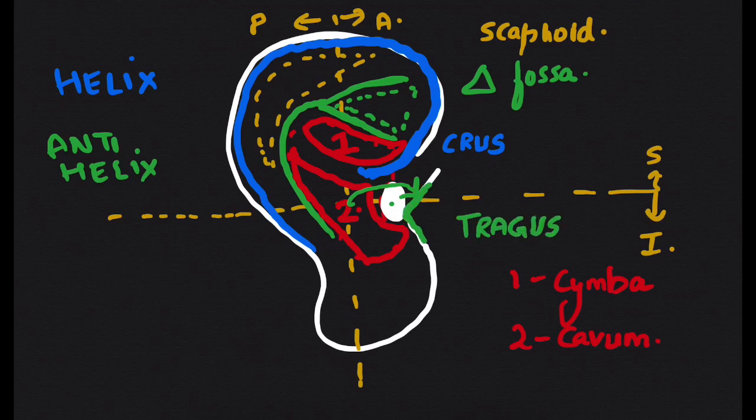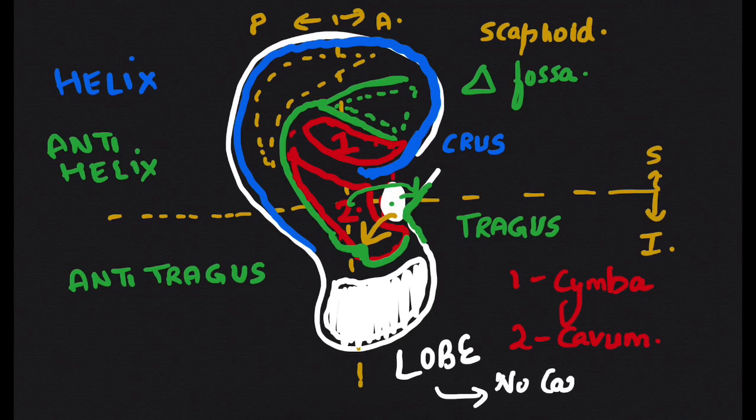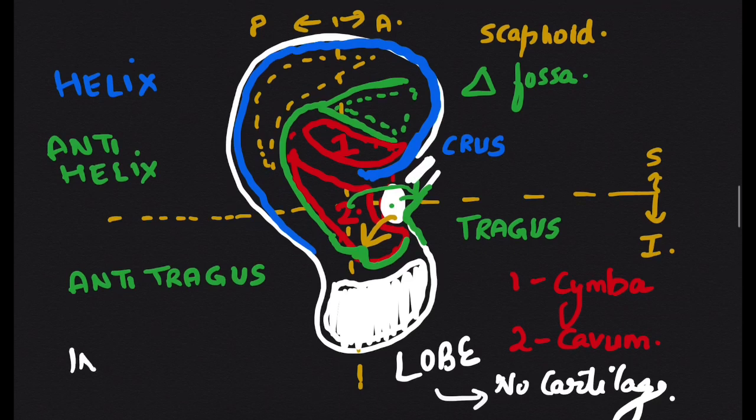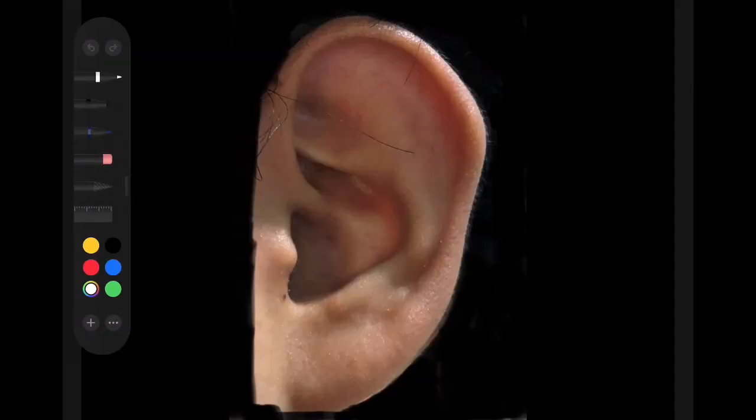Now, opposite to the tragus, in continuation with the antihelix, there's one more elevation. This is called the antitragus. Now, below these cartilaginous parts, there is one part which does not have any cartilage. This is called the earlobe. It is made up of adipose tissue. It does not have any cartilage. There's one more part in this pinna which does not have any cartilage, and it's called the incisura terminalis. It lies between the crus of the helix and the tragus. This part lacks cartilage. But I think now we should see it in a real ear so that you understand it better.